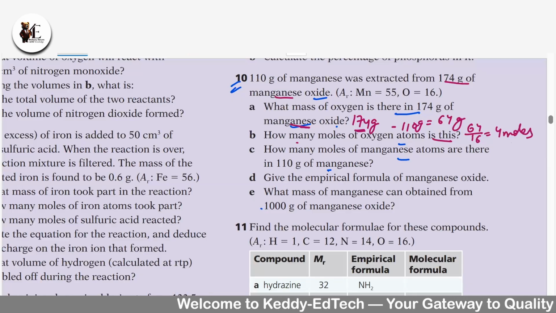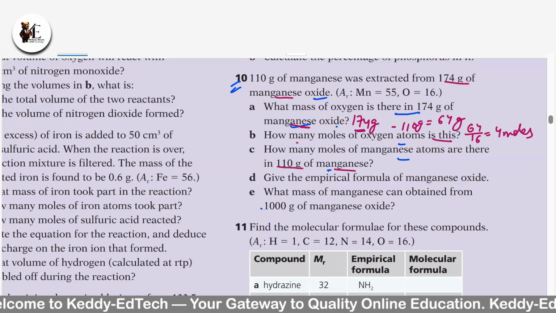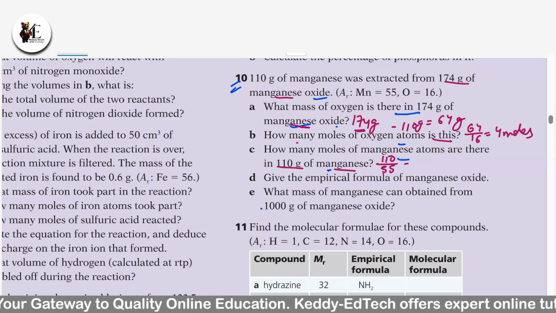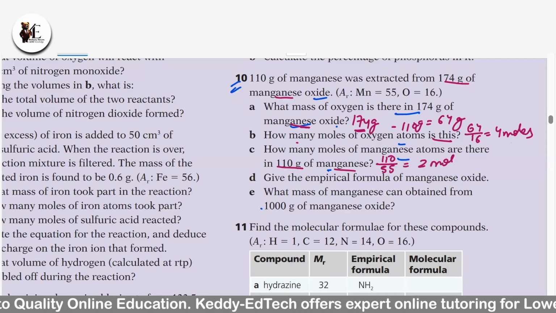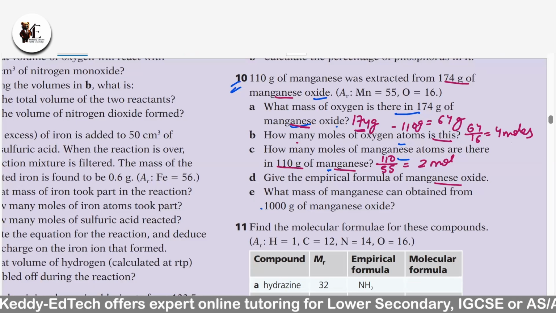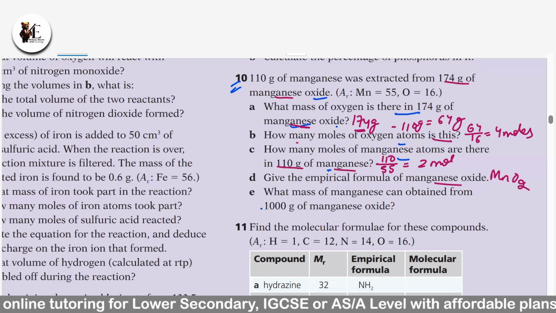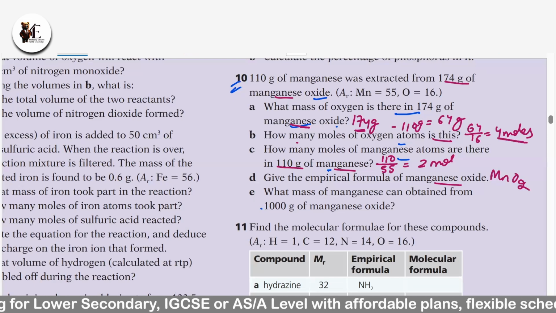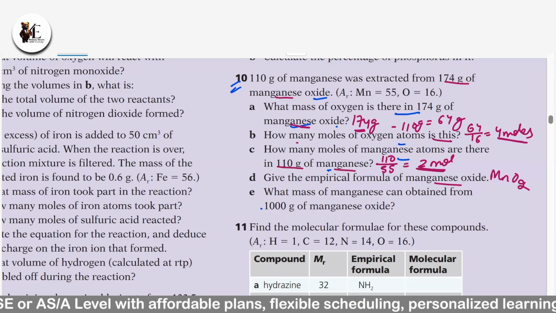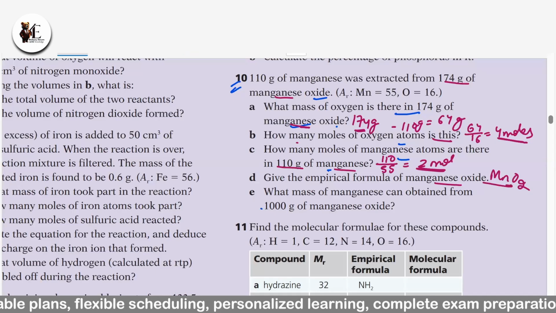How many moles of manganese atoms are there in 110 gram of manganese? The 2. Yes, given mass upon molar mass of manganese is equal to 2 moles. Give the empirical formula of manganese oxide. It's MnO2. Yes, it is MnO2. So you have to see the ratio of moles of oxygen to moles of manganese atoms. It is 4:1. In the simplest form, 2:1. So you have MnO2 as the empirical formula.